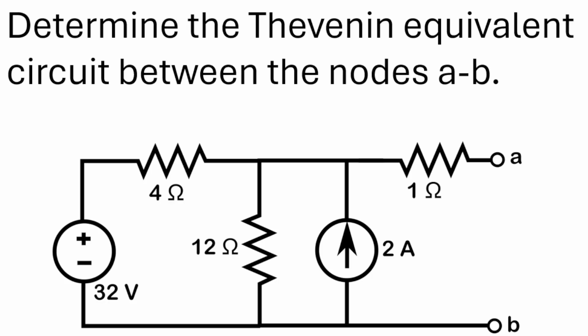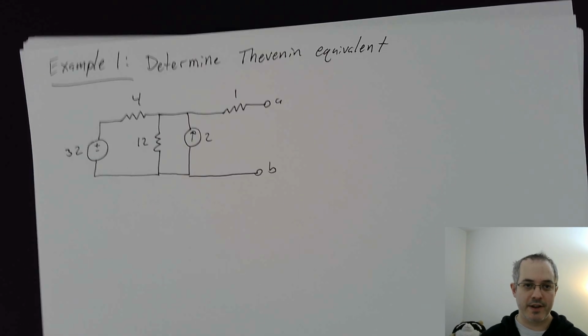Okay, example 1. Determine the Thevenin equivalent circuit between the nodes A and B. So there's the circuit. Nice little picture of it there. Get it copied down for yourself. All right, turn that off. Okay, so I have it copied down here.